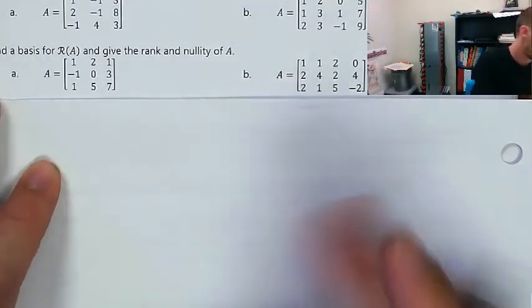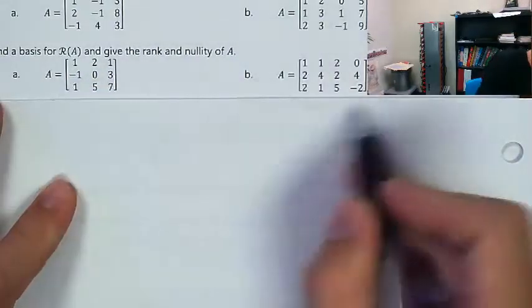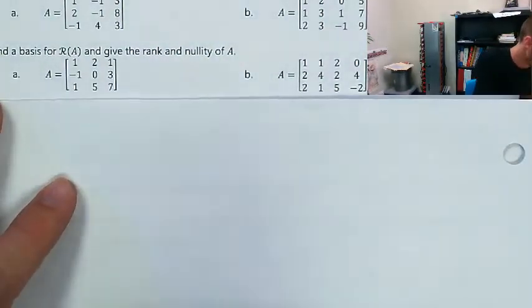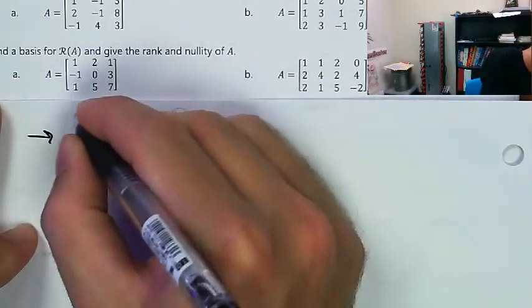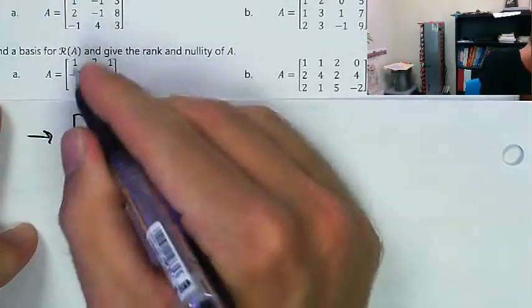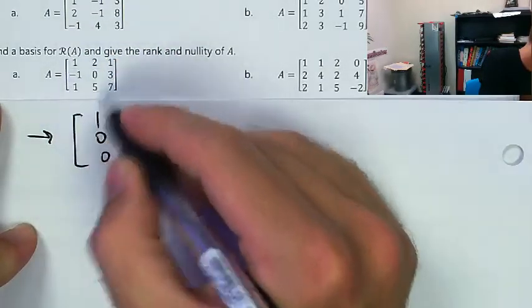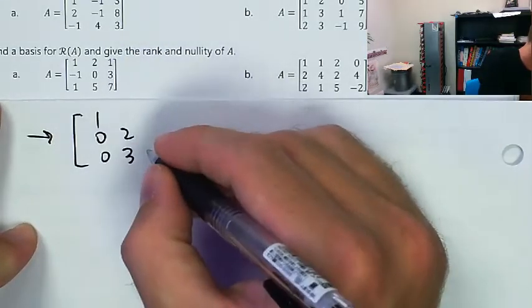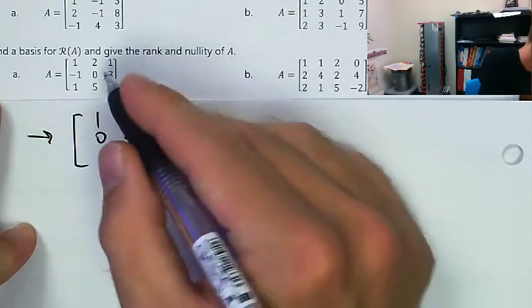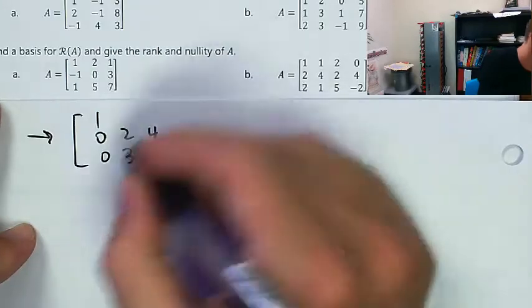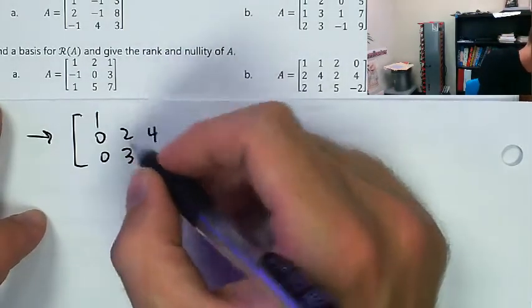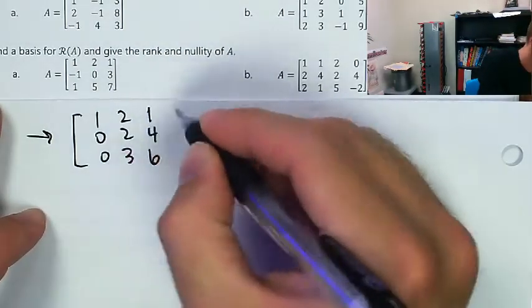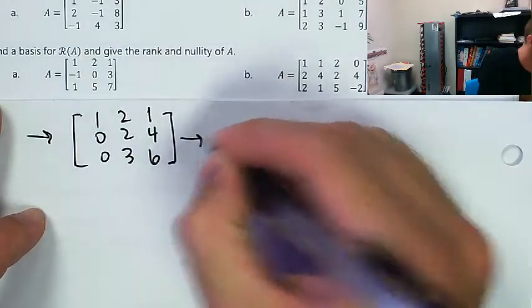So, basis for the range of A, I'm just going to start row reducing. This is not a matrix that I have row reduced elsewhere in this problem set, so I'm just going to do it fresh. 1, 0, 0. I'm subtracting. 7 minus 1 is 6. 3 plus 1 is 4. Okay, that's a good sign. I know I'm getting what I'm supposed to. 1, 2, 1, and then, okay.